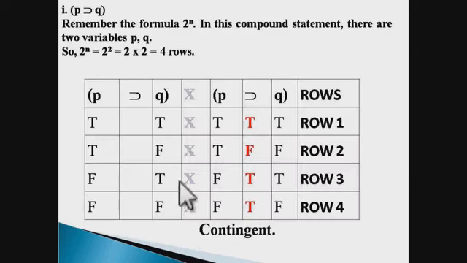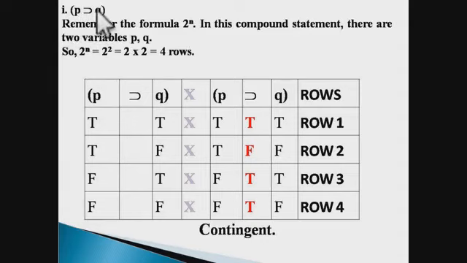Let's begin with P conditional Q. This is the statement we are trying to look at now. We want to know whether this statement is either tautologous, contradictory, or contingent. So you have to begin with the formula. We said that we'll be guided by 2 raised to the power n, where n is the number of statements. So you have P and Q, just 2 variables here.